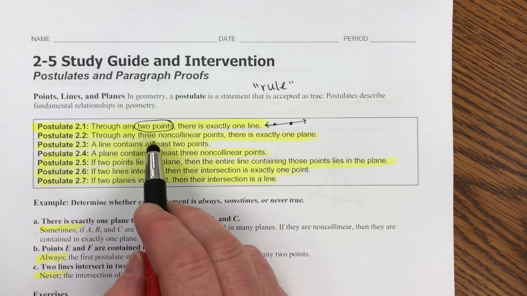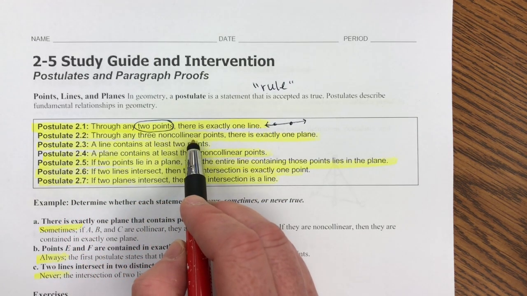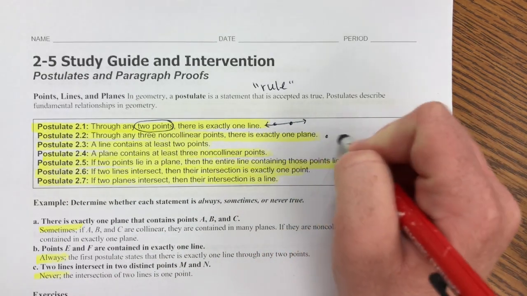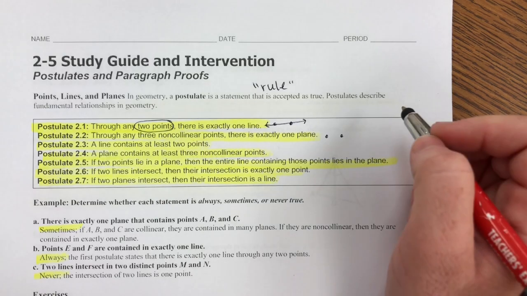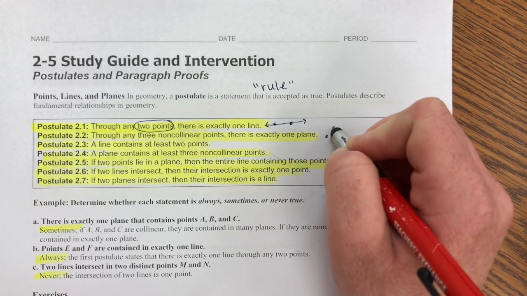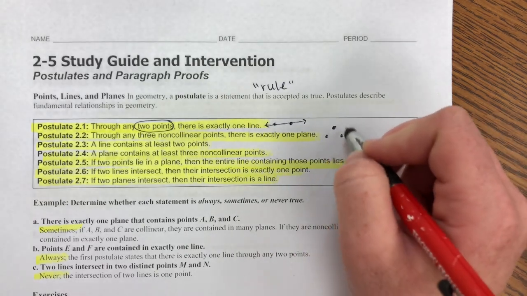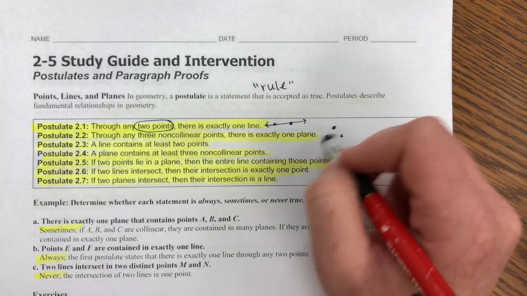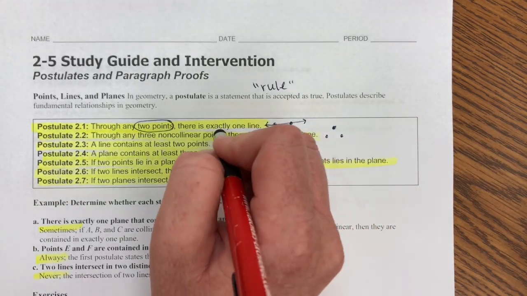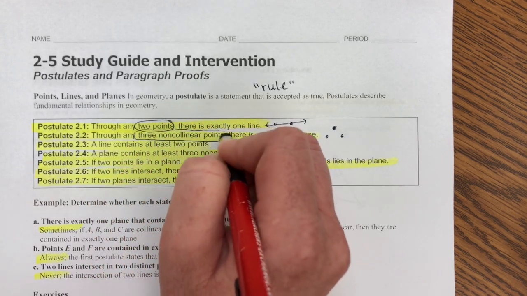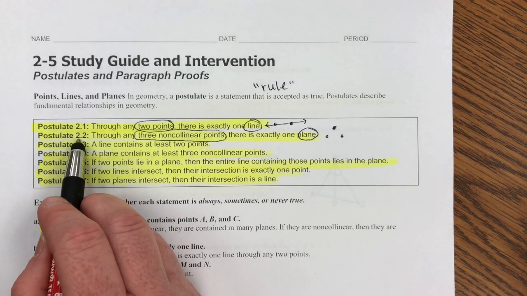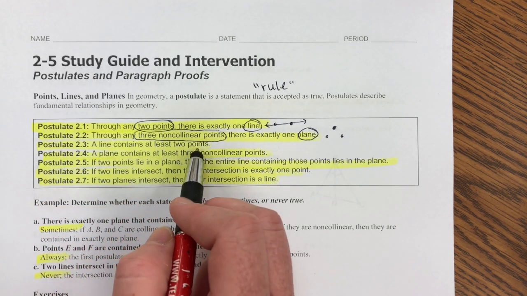Postulate 2.2, through any 3 non-collinear points, there is exactly 1 plane. So you're going to have the first 2 points always make a line, right? Doesn't matter where they are, you can draw a line between 2 points. But the third point can't be in line with the other 2. This is 3 non-collinear points. They are not in the same line. So whenever you have 3 non-collinear points, that makes up a plane. So that's rule 2.2.